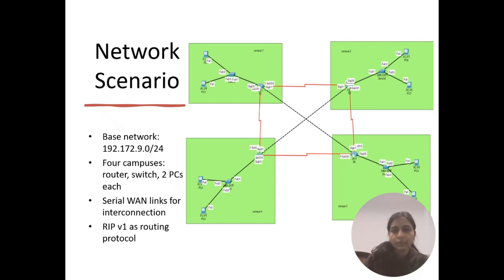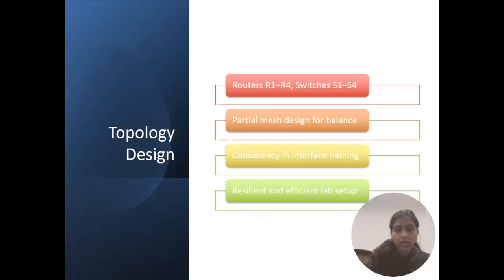We have four campuses for the university: campus 1, 2, 3, and 4. The base network of the campus is based on the group number. My group number was D, so we add 5 to the D, which is 9 now, so it's 192.172.9.0/24. It's a Class C base network. It has 4 campuses with components like routers, switches, PCs, and serial WAN links for the interconnection, with RIP version 1 as the routing protocol.